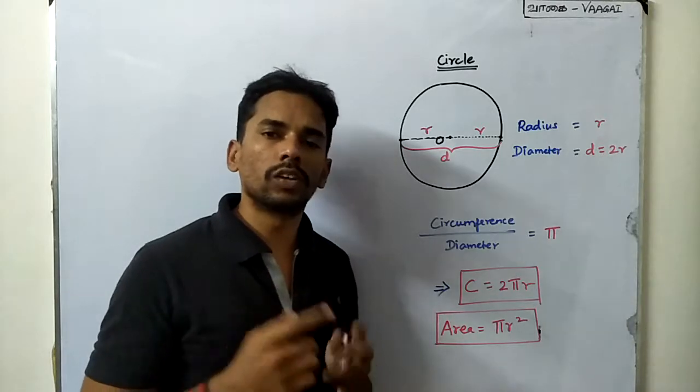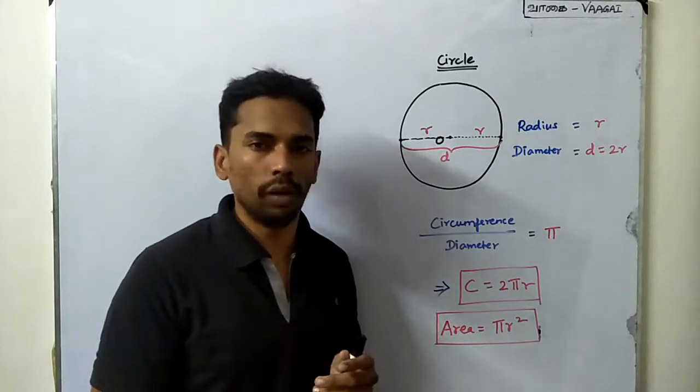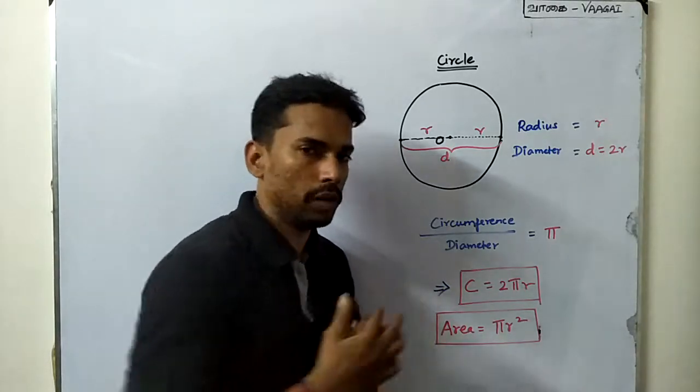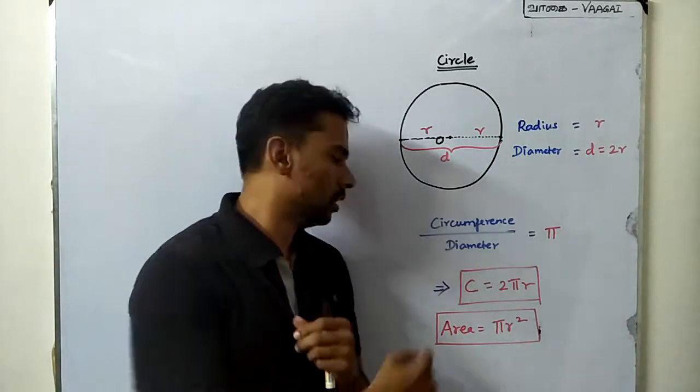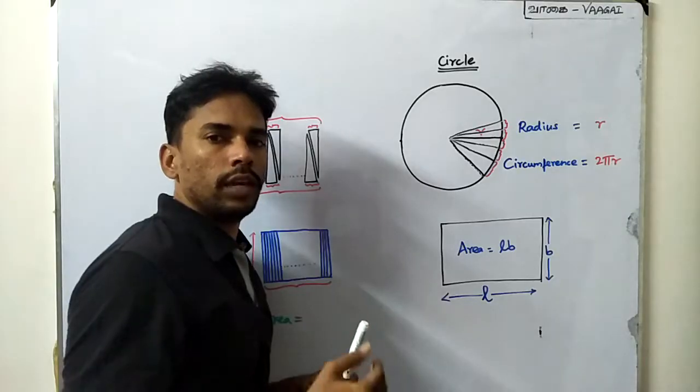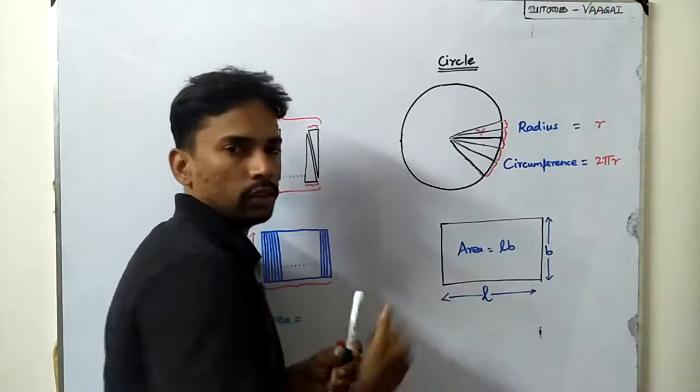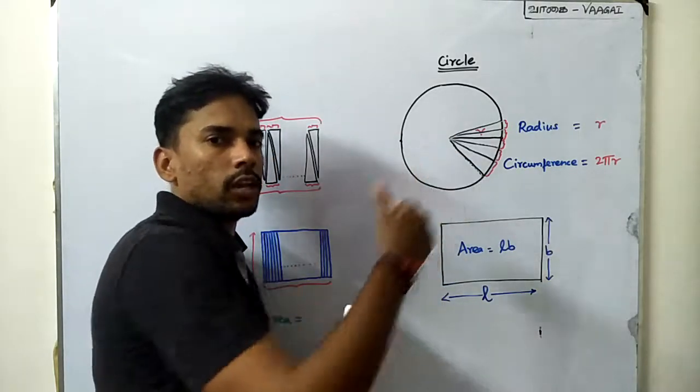And along with this, in our school days itself, we must have studied another formula, that the area of the circle is equal to pi r square. Now in this session, we are going to see an interesting proof for this area formula. We very well know the area of a rectangle, which is length into breadth, but here we need to find the area of the circle.